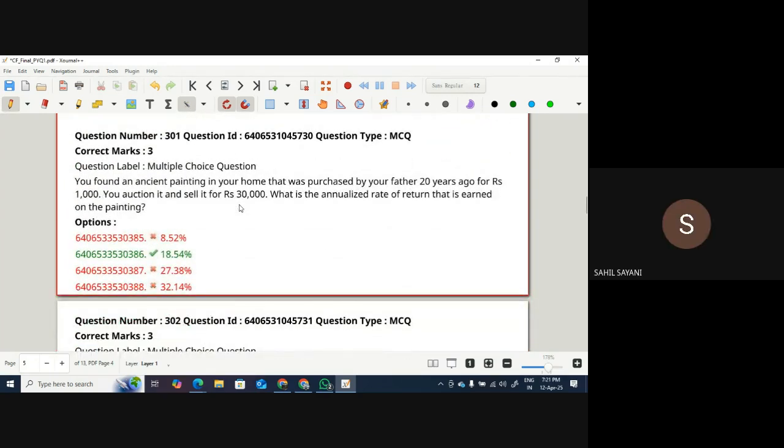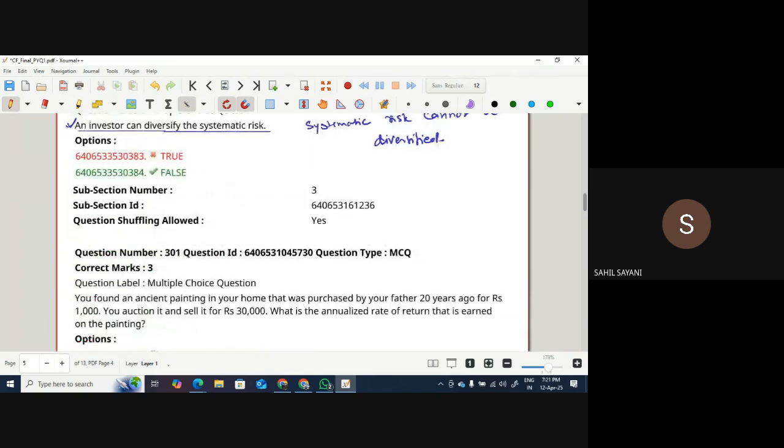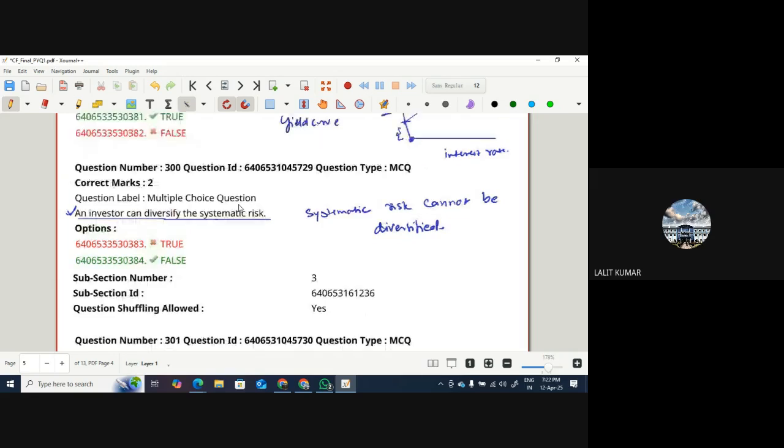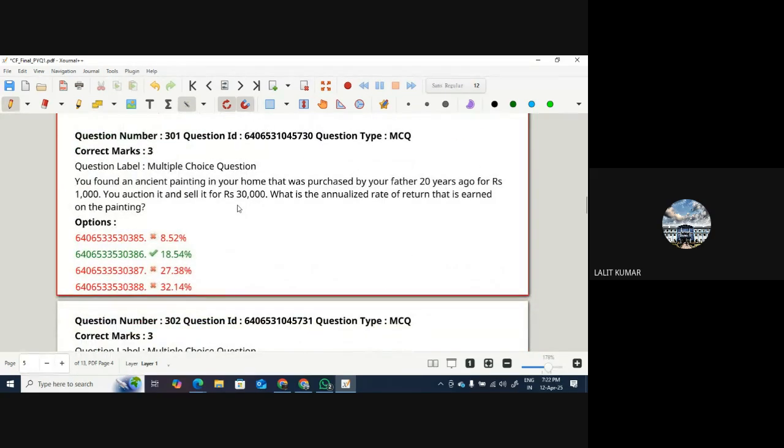Next question. Sir, what are examples of systematic risk? Systematic risk are, for example, Corona came. Now, for the Corona kind of crisis, could you diversify your assets? All the assets that you know. No. So these are some certain examples. Now suddenly war breaks out. So that is a systematic risk.